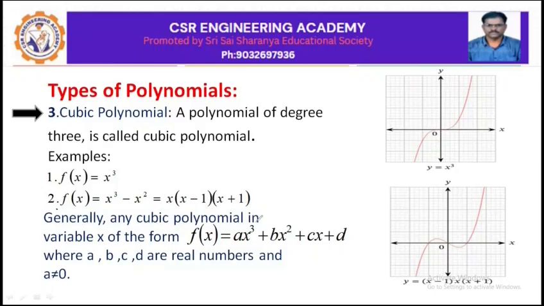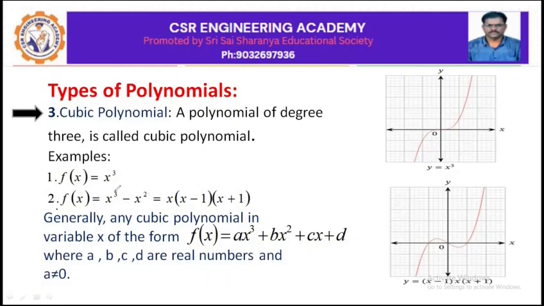Generally, any cubic polynomial in variable x is of the form f(x) = ax³ + bx² + cx + d, where a, b, c, d are real numbers and a is not equal to 0. Here the first figure shows f(x) = x³, a cubic polynomial, degree 3. The second figure shows f(x) = x³ − x².